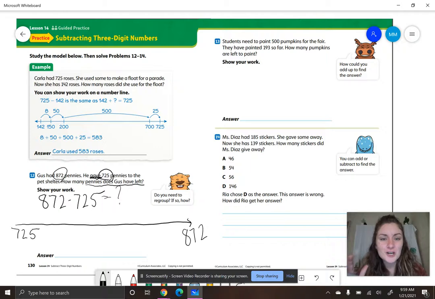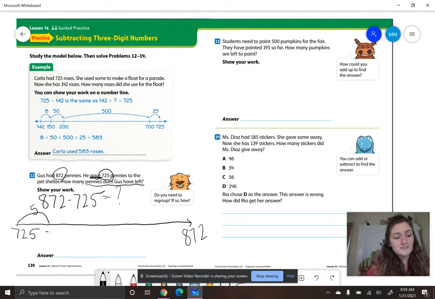All right, so we're starting at 725, right? Okay, so I'm trying to count up to 872. So here's what I'm thinking. I think the first thing I want to do is add some ones. Okay, so looking at 725, I'm going to add 5 ones to get to 730. So I'm going to write 730 here, right? Okay, I added my 5 ones.